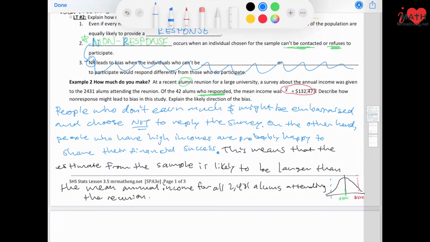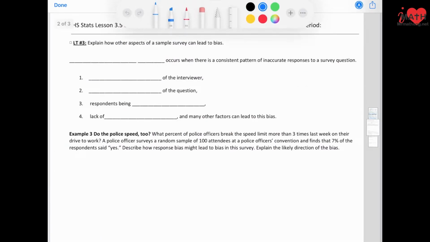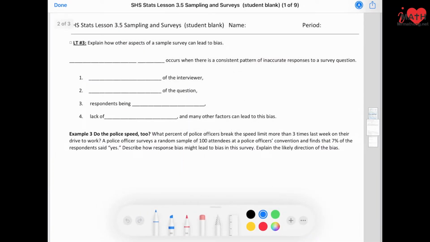All right, let's move on to learning target number 3. Learning target number 3: explain how other aspects of sampling and surveys can lead to bias. All right, so the first one here is called response bias. It occurs when there is a consistent pattern of inaccurate responses to a survey question. You're going to have to do this for a project.